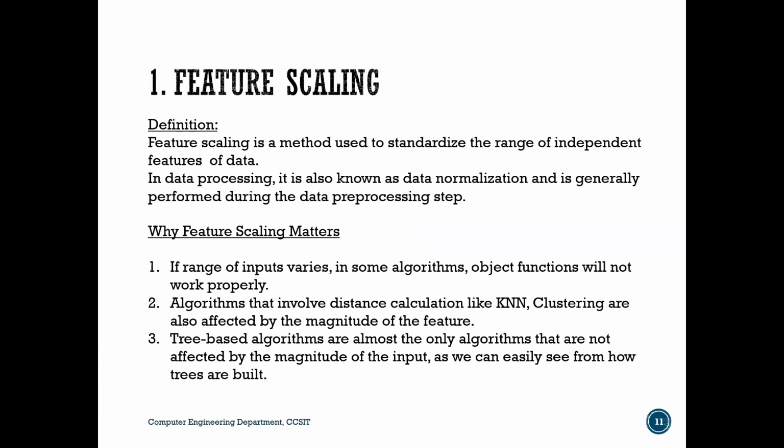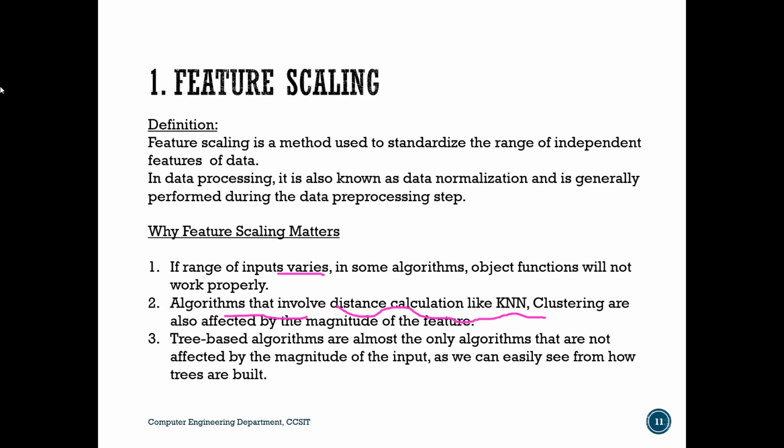We need to do the scaling because if the range of the input varies, in some algorithms the objective function will not work properly. There are several algorithms which we will learn that work based on distance. If the algorithm works on distance and you are using very varied inputs, meaning the range varies, say 100 and 1000, then the algorithm will not give us a good result. So it is very important that we do feature scaling.